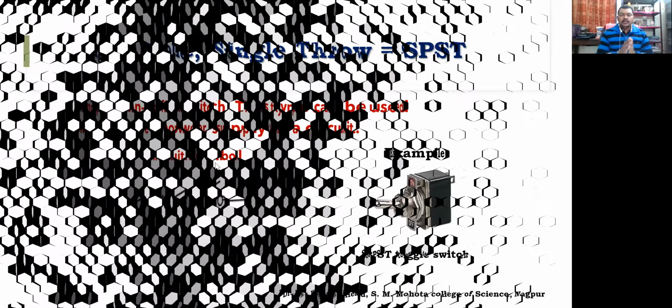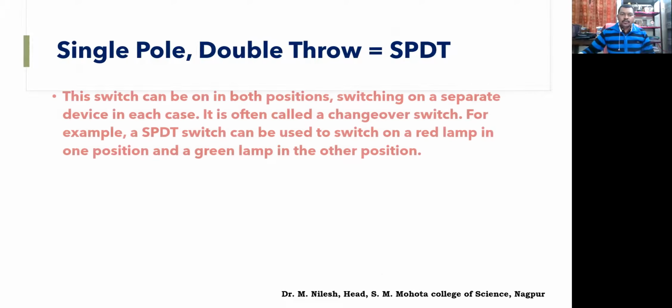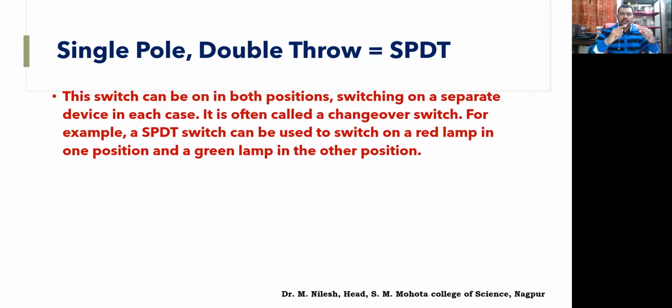Then the other one that we have is the single pole double throw, right? Single wire, that is a pole, and double throw means two-way connection. For that we need two lines and one pole. So one pole is going to connect either this line or the other line. Accordingly, we can switch. This switch can be on in both positions, switching on a separate device in each case. It is often called a changeover switch.